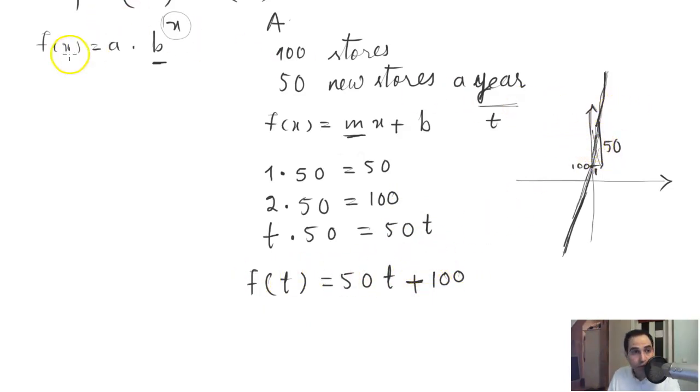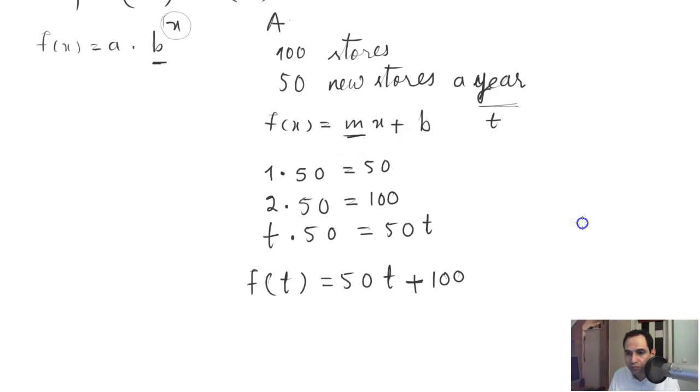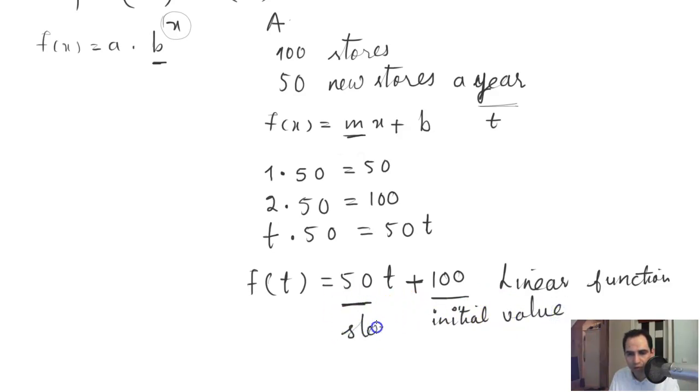And to do this a little more neatly, this 100 becomes my initial value for this linear function. This is of course a linear function. So this becomes my initial value, and this becomes my slope. And basically you can already see that your slope defines the rate of growth of your function.